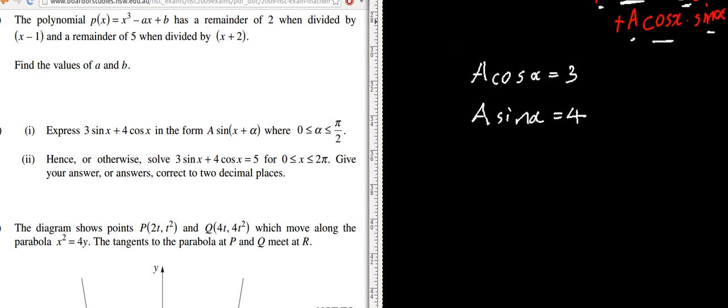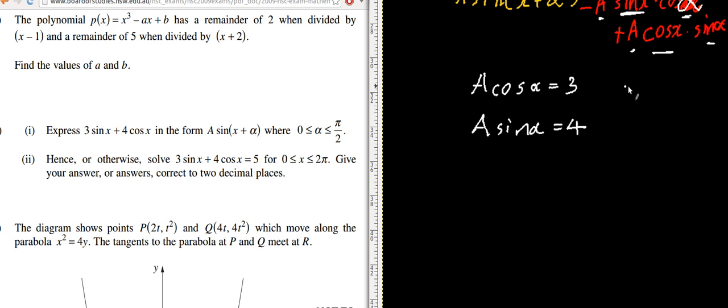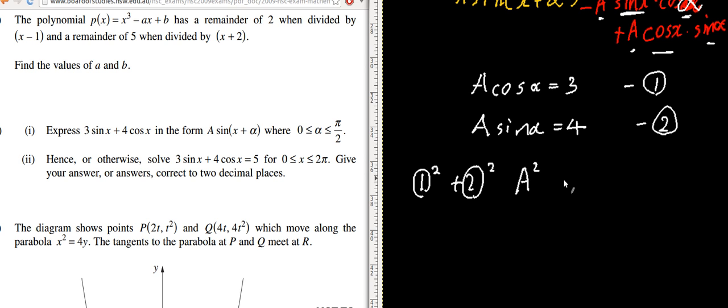Now I just need to solve this simultaneously. 2 unknowns, 2 equations, you should be able to solve it. But there's one quick method of doing it: the first one, you need to go 1 squared plus 2 squared, because that way I will end up getting a squared cos squared alpha plus a squared sine squared alpha, which is, guess what, simply equal to a squared. But anyway, it's going to be equal to 3 squared plus 4 squared.